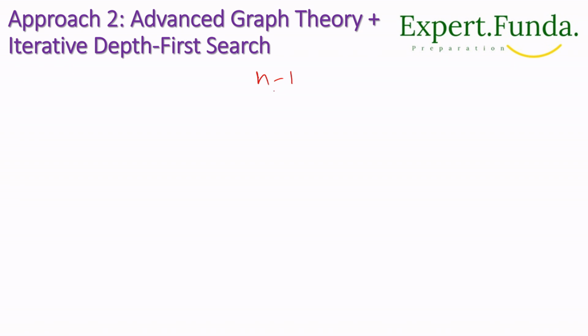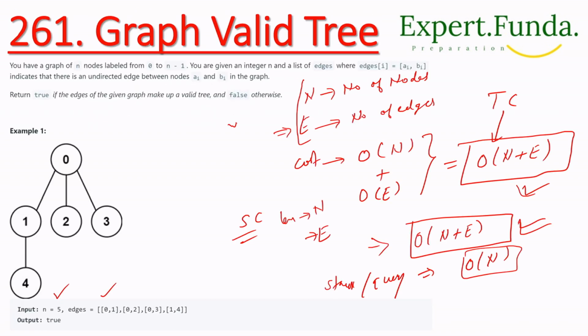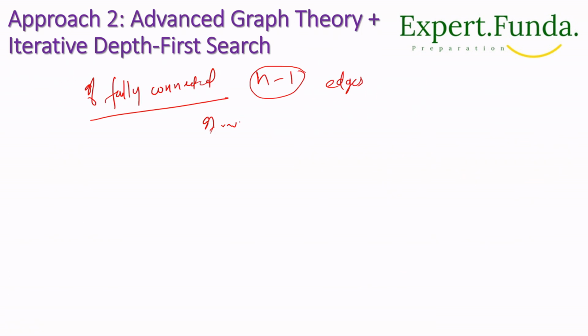For the graph to be a valid tree, it must have exactly how many edges, if n is the number of nodes? n minus 1, right? For a graph to be a valid tree, it must have exactly n minus 1 edges. Any less, and it can't be fully connected. If it is fully connected, it must have n minus 1 edges.